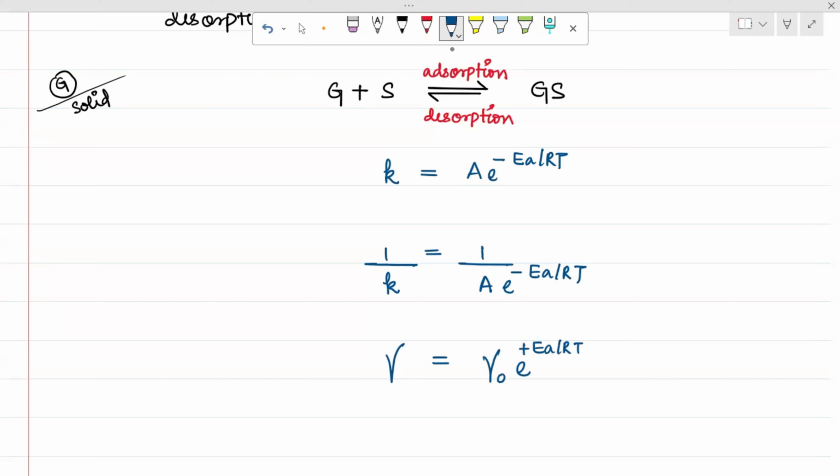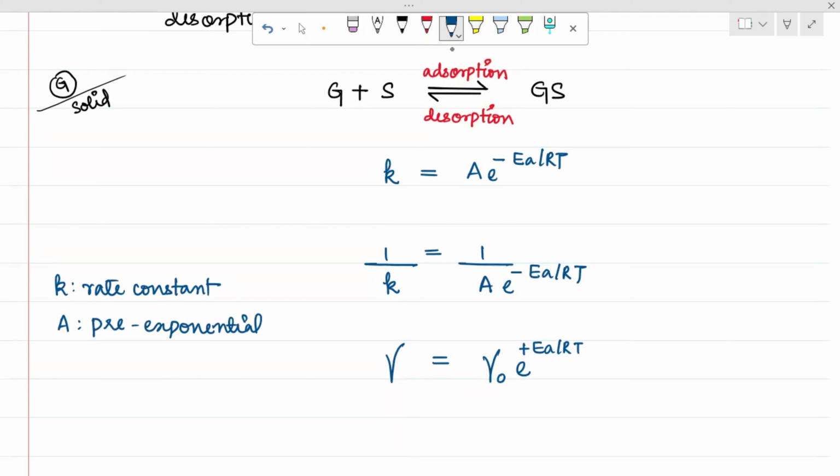I hope you get it. So K is the rate constant, as you know if you have followed the channel, and A is the pre-exponential factor.